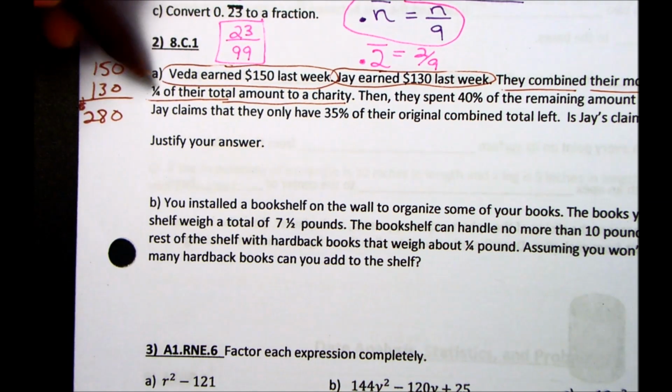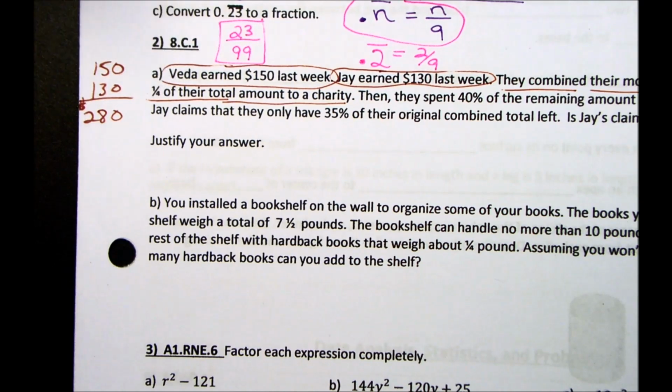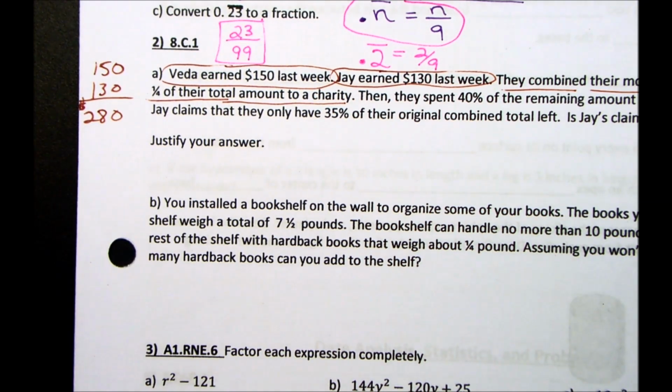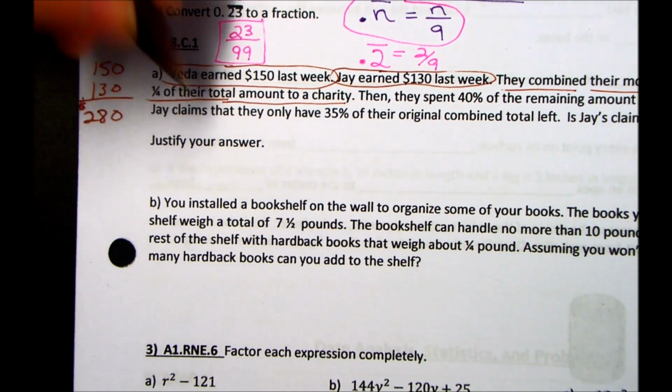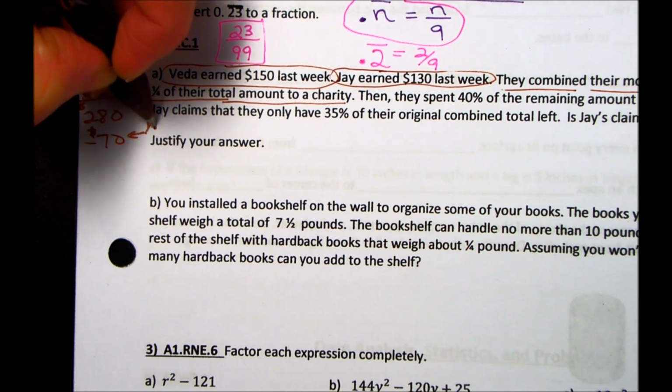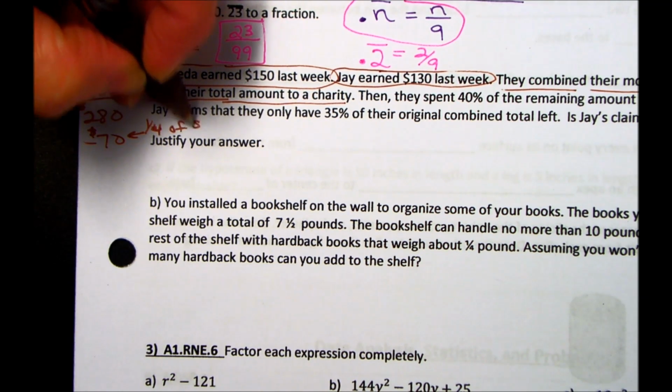Well, if they donate 1/4 of it to charity, now this would probably be a calculator problem. If you take 1/4 of 280, you basically just have to multiply 280 by 1/4, or you can divide 280 by 4, and you get $70. So you're going to subtract $70. So this is 1/4 of the 280.